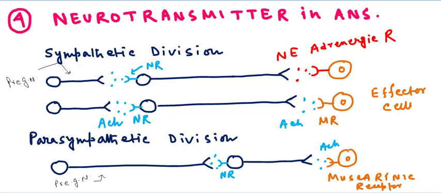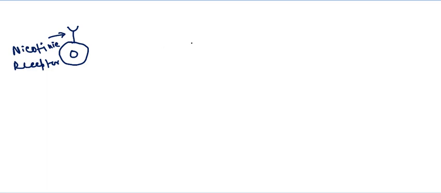The neurotransmitter binds with a specific type of receptor, and in the case of cholinergic receptors, there are two types. This is the diagram of the receptors. The first type is the nicotinic receptor, and the second type is the muscarinic receptor.